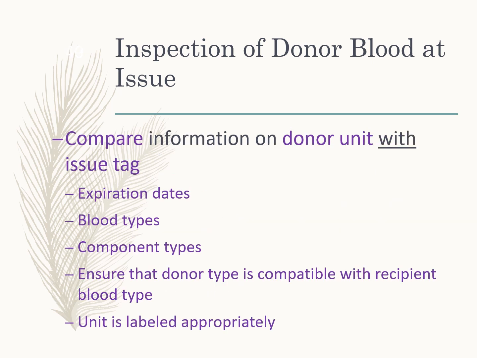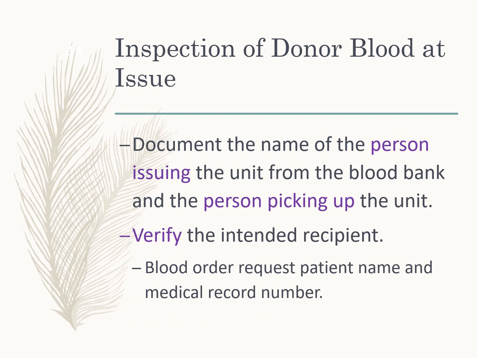So at issue, you must compare the donor unit with the tag. You want to make sure the expiration dates match, the blood types, what component it is, make sure that the donor type is compatible with the recipient type, and that the unit is labeled appropriately. You must document the name of the person issuing the unit from the blood bank and the person picking up the unit. And you have to verify the intended recipient. So the blood order request patient name and medical record must be verified.